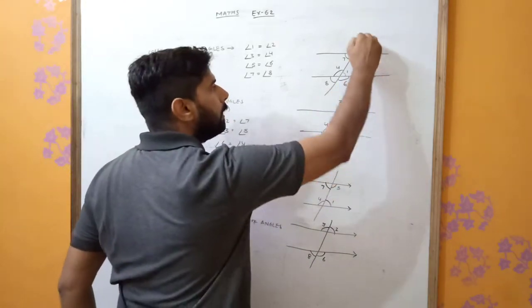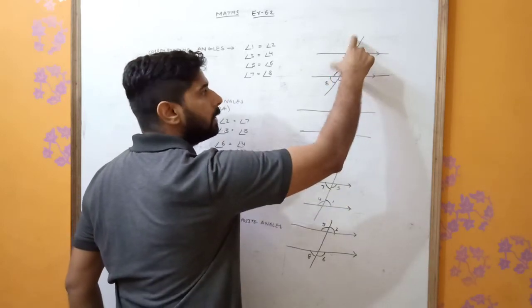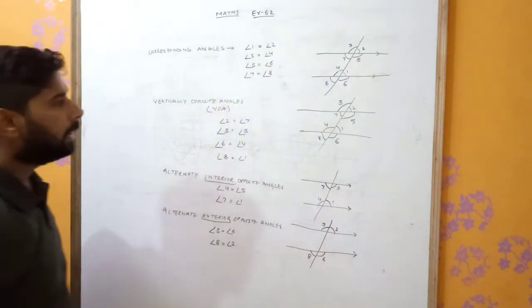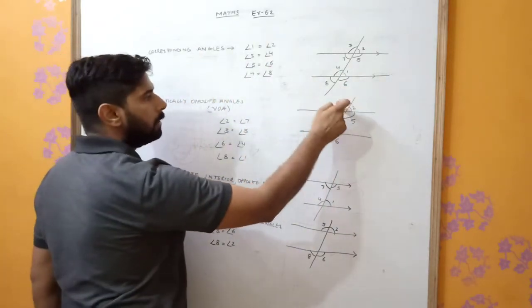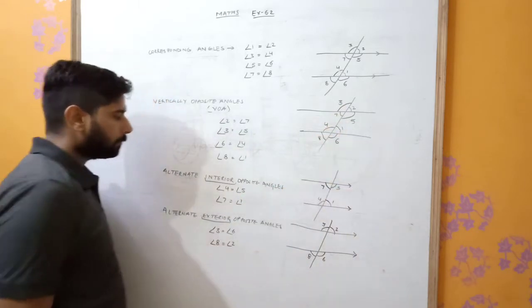The angles above the line, these also above the line: angle 1 is equal to angle 2, angle 4 is equal to angle 3, angle 7 is equal to angle 8, angle 5 is equal to angle 6. So these are the corresponding angles. Vertically opposite angles: 3 and 5 equal, 7 and 2 equal, 4 and 6 equal, 1 and 8 equal.